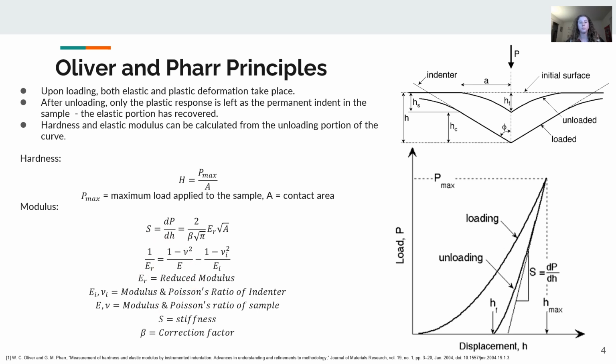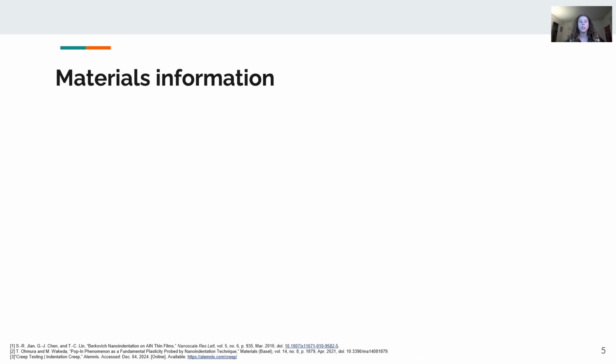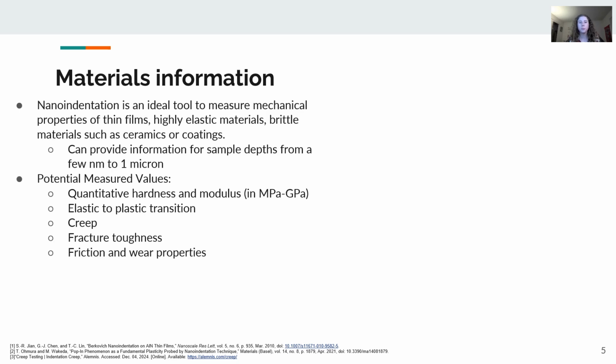modulus of your sample. So nanoindentation is able to provide a lot of mechanical property information, including for thin films, highly elastic materials, bulk materials, as well as brittle materials or coatings. In some operation modes, nanoindentation can also provide information as a function of depth, giving information up to about 1 micron.